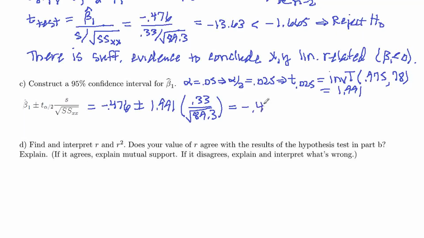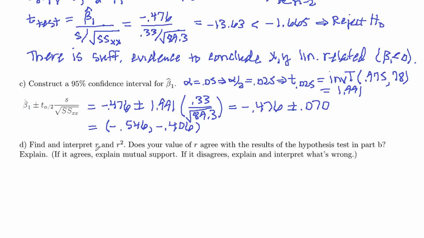So that's negative 0.476. And then if you compute this margin of error here in the calculator, you will get 0.070 to 3 decimal places. So plus or minus 0.070. So if you subtract the 0.070 from 0.476, you'll get negative 0.546. And then if you add the 0.07 on, you will get negative 0.406. So we're 95% confident that beta 1, the actual population slope, is in this interval, which does not contain 0. So that is statistically significant.